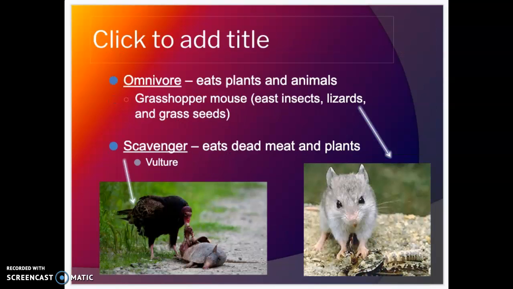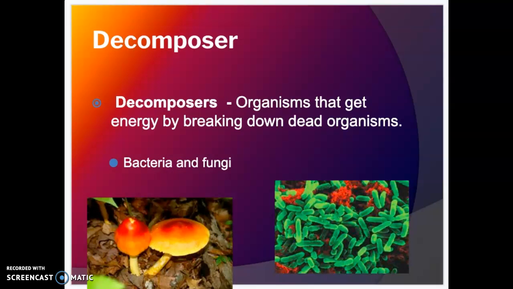Like I was saying, omnivores eat plants and animals. A grasshopper or a mouse will eat insects, lizards, grass, and seeds. Humans are omnivores, right? We eat vegetables and fruits and meat for a balanced diet. And another type is a scavenger. Scavengers only eat dead meat and plants, like a vulture, right? Vultures circle around the sky waiting, finding dead things, and then that's what they eat to get their energy. Finally, we have decomposers, and decomposers are just organisms that get energy by breaking down dead organisms.